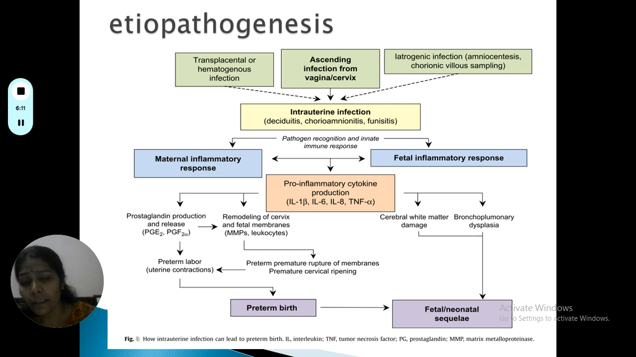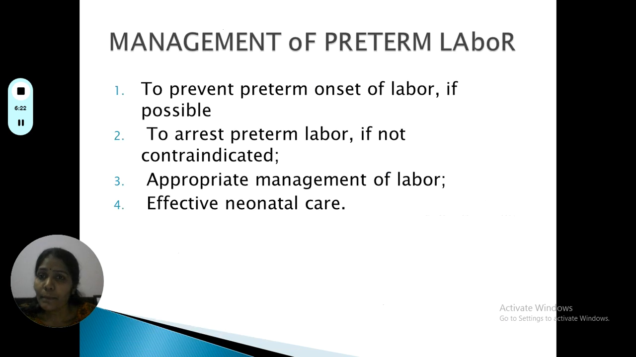If it is after the preterm birth of the baby, there is neonatal sequelae that can be occurring. So this is the etiopathogenesis of the preterm labor: what is the cause, what is the pathology, and how it is progressing. So now we have admitted a woman in preterm labor. We have diagnosed it. So how do we manage?